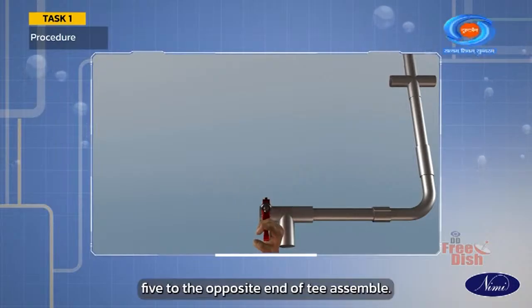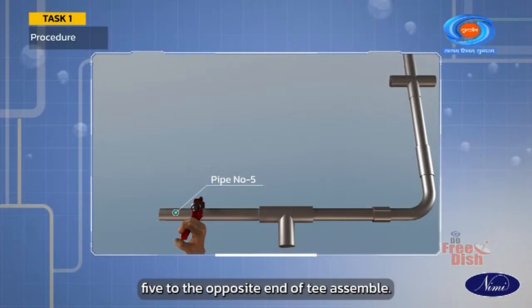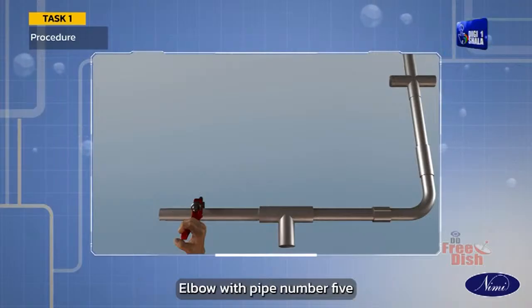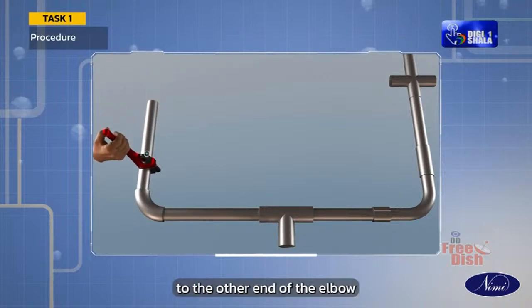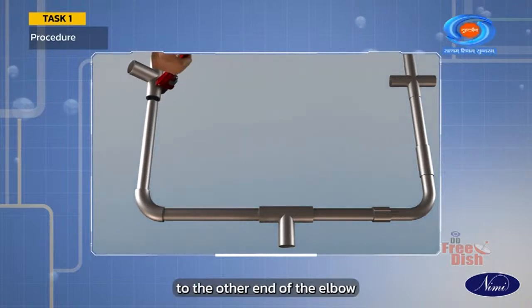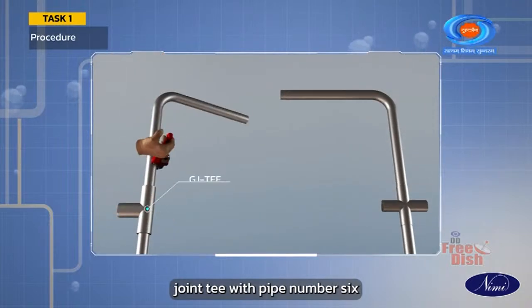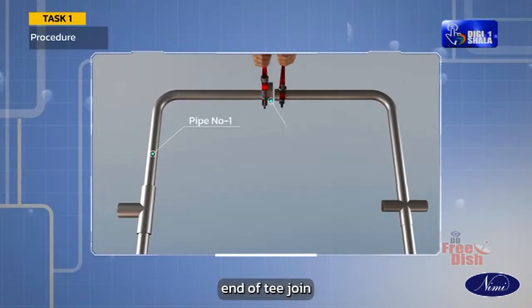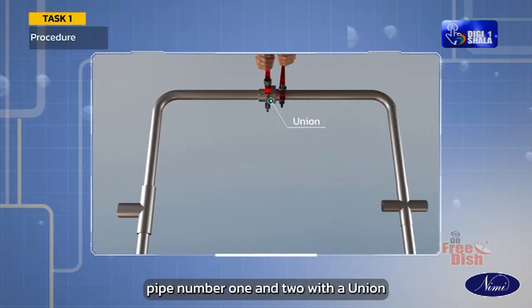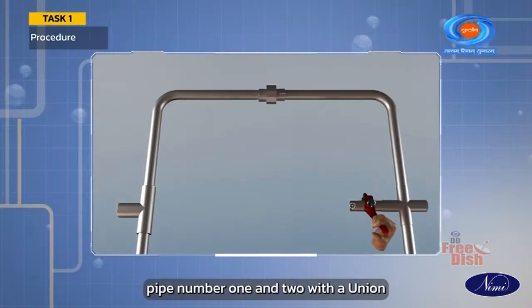Join pipe number 5 to the opposite end of T. Assemble elbow with pipe number 5. Fit pipe number 6 to the other end of the elbow. Join T with pipe number 6. Fit pipe number 1 with the opposite end of T. Join pipe number 1 and 2 with a union.